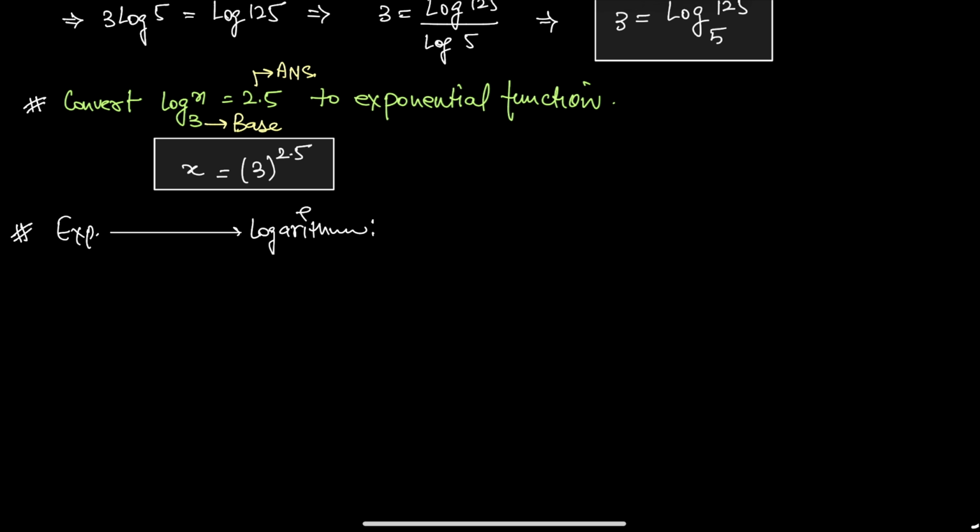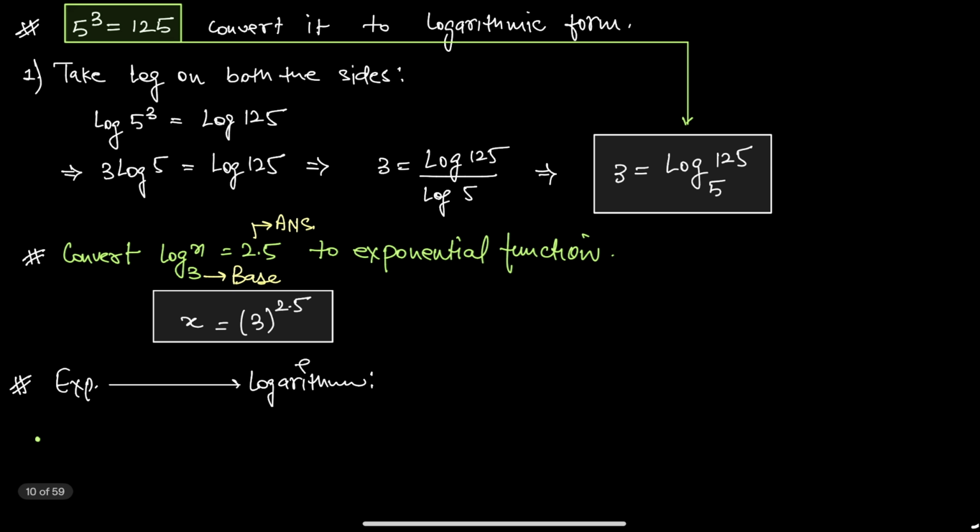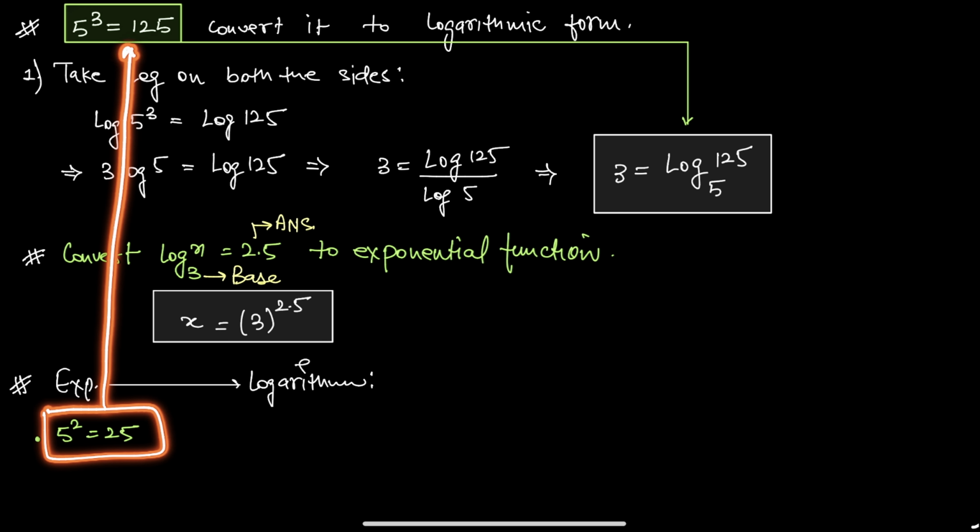Okay, so now we are going to understand how to convert exponential functions to logarithmic functions. So we will take a few examples. So let's take 5 raised to the power 2 is equals to 25. We can compare this particular question to the question which we have done above.